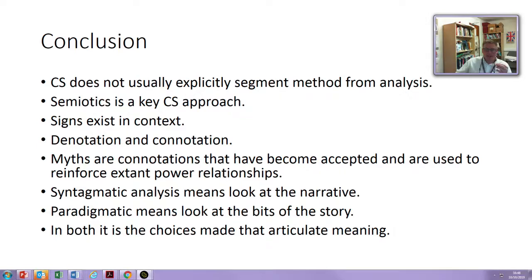Finally, we looked at syntagmatic analysis, which means to look at the narrative, and paradigmatic analysis, which means to look at the bits of the story. And in both, the choices made help the author or creator of the text to articulate the meaning.